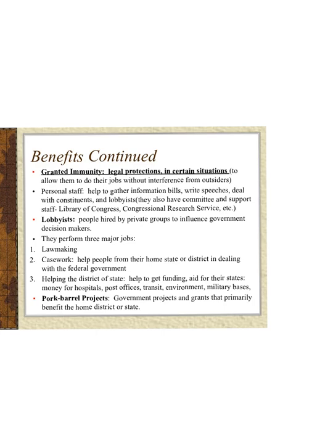Congressmen and women also perform 3 other jobs. And these are the main jobs that they are sent to Washington to do. Number 1, lawmaking. We talked about that one earlier. Number 2, casework. They help people from their home state or district in dealing with the federal government. 3, they help their district or state. They help to get funding, aid for their states, money for hospitals, post offices, transit, environment, and military bases.